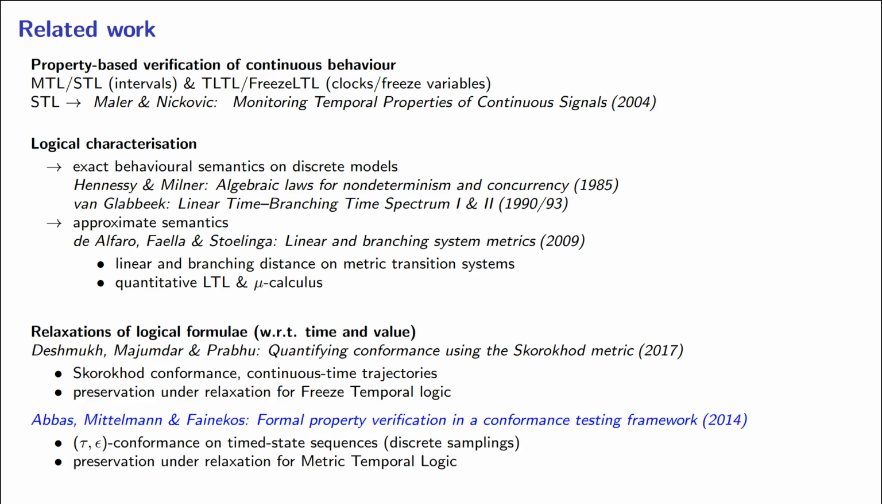So finally, the work that is most relevant in our context, the paper by Abbas, Mittelmann, and Fainekos, in which they introduced the tau epsilon conformance, which we also use. They work in a more restricted setting of discrete behaviors, the so-called timed state sequences. And they also define the relaxation operator for MTL, and they show the preservation for tau epsilon conformance, but the relaxation is not perfectly precise, so it doesn't guarantee the reflection property which is needed for characterization.